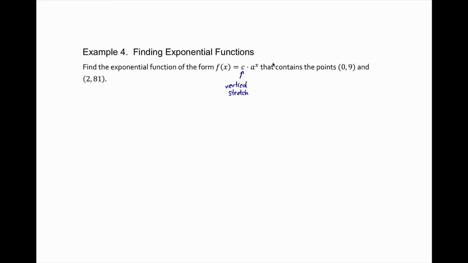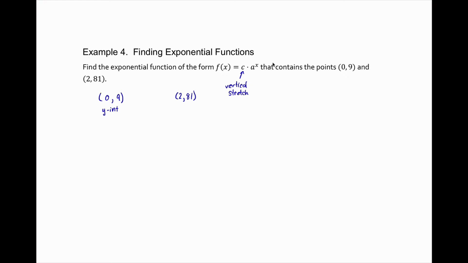And the information that we're given is that (0, 9) is on this graph, so we're given some information about the y-intercept. And then we also have the information that (2, 81) is on the graph. We could just go ahead and try and guess and get from there, but we want to approach this systematically.